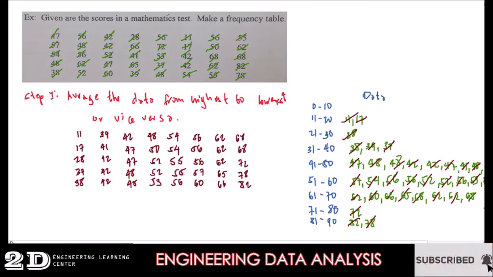If you want it arranged from highest to lowest, you just reverse it: you first write 82, 78, 72, 68. So it's up to you. Now we will try to determine the range. In getting the range, we just need this formula. So step 2, getting the range.